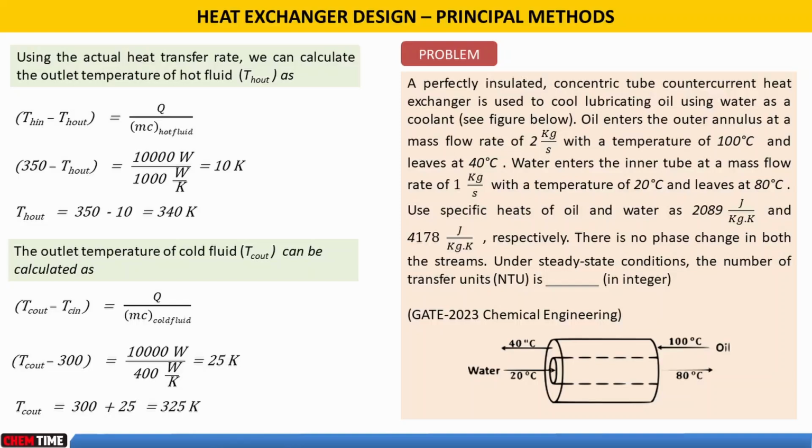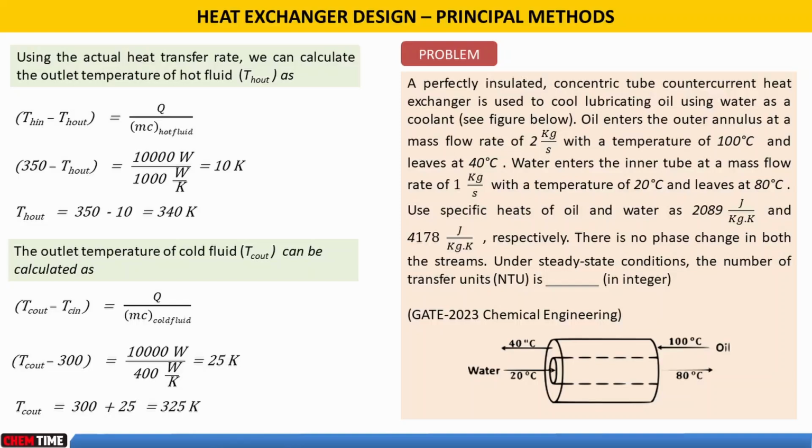The oil enters the outer annulus at a mass flow rate of 2 kg per second and a temperature of 100 degrees centigrade and leaves at 40. Water enters the inner tube at 1 kg per second mass flow rate and a temperature of 20 degrees centigrade and leaves at 80 degrees centigrade. The oil specific heat is 2089 joules per kg Kelvin and that of water is 4178 joules per kg Kelvin. There is no phase change between the streams. Under steady state conditions, we need to calculate the number of heat transfer units, and this is the diagram.